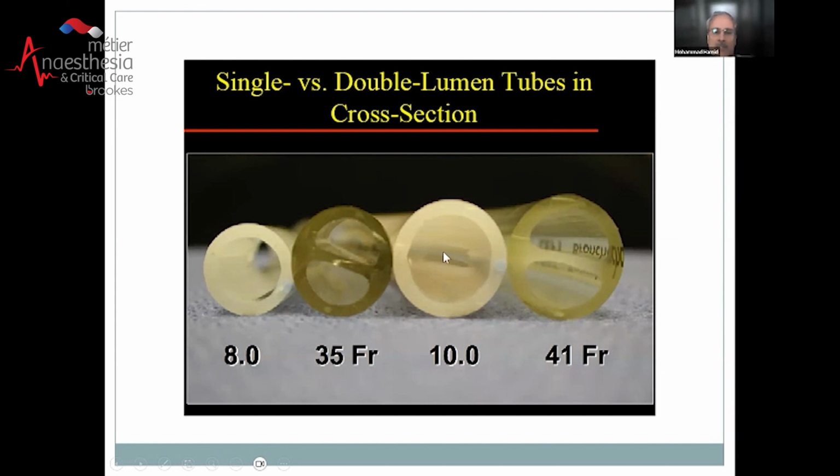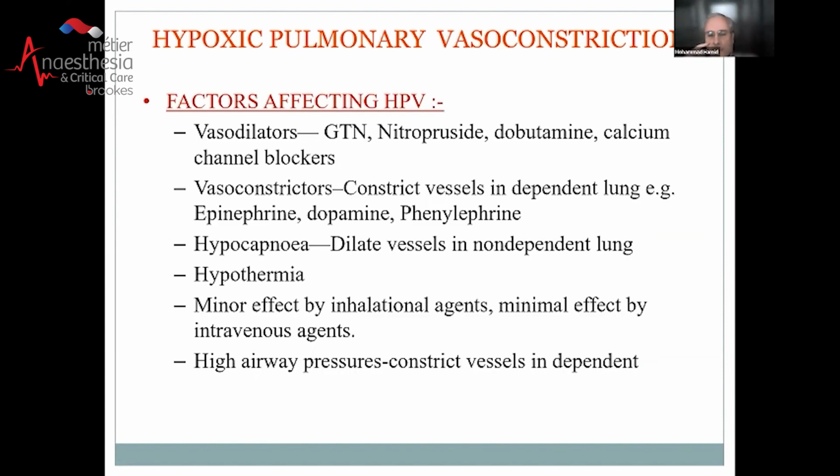This one is the 41 as compared to the 10 single lumen size tube. So this is a cross section. So when you are inserting a double lumen tube and you have deflated the lung, there is another factor which comes into action, which is hypoxic pulmonary vasoconstriction.